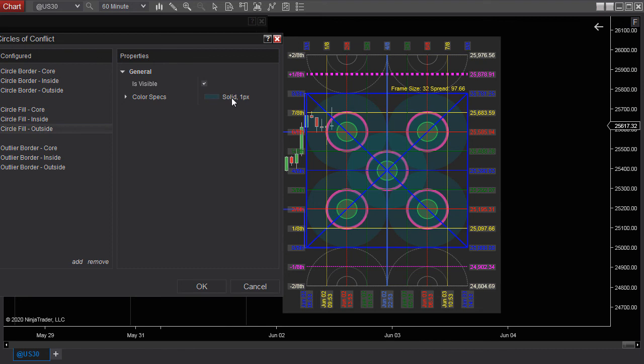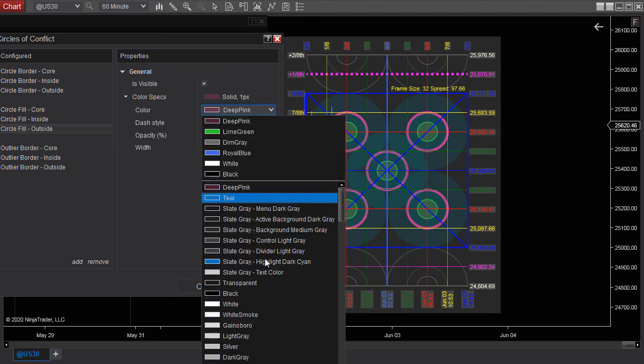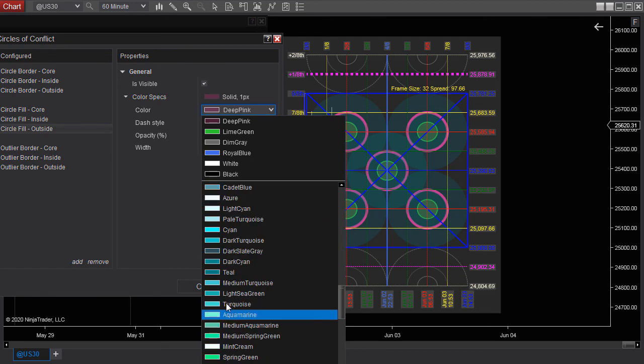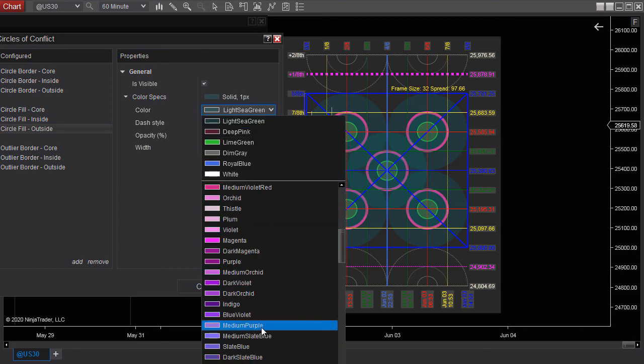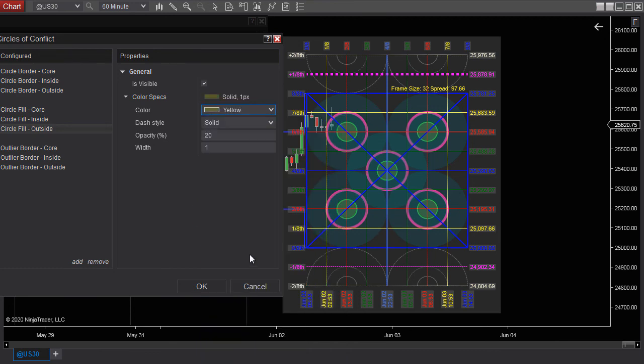I'm going to do the outside now. You can see it's filled up with teal color. I'm going to fill it with pink. No, let's use something other than pink so that we can see it. Light sea green. Doesn't look very much different from what I had, so let me choose something else. Let's go with yellow, 20%. Let's keep it at 20%.